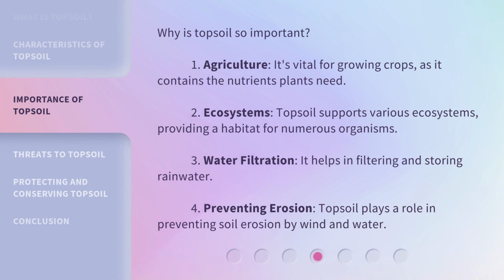Why is topsoil so important? 1. Agriculture. It's vital for growing crops, as it contains the nutrients plants need. 2. Ecosystems. Topsoil supports various ecosystems, providing a habitat for numerous organisms. 3. Water filtration. It helps in filtering and storing rainwater. 4. Preventing erosion. Topsoil plays a role in preventing soil erosion by wind and water.